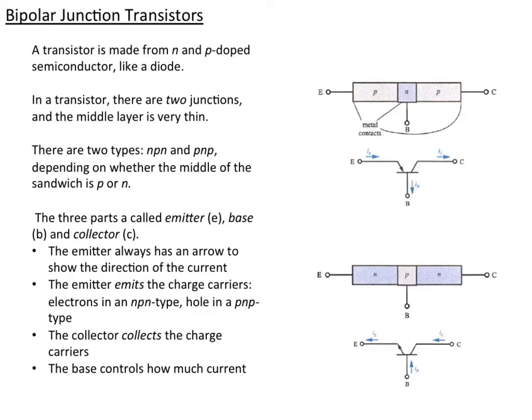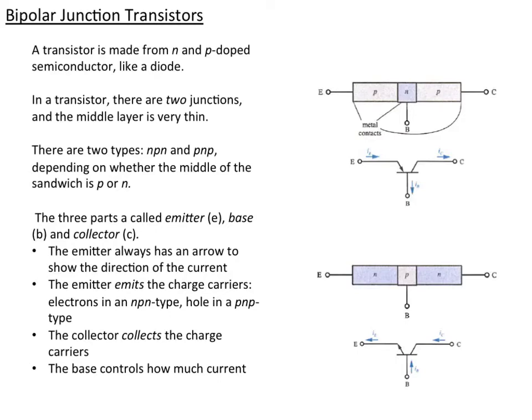Now you would think this would be symmetric, so that we could replace the emitter and collector, but often the emitter is much more doped than the collector, so in fact it's not symmetric between the two. I should note that the base is always a very, very thin layer of whatever doped kind of semiconductor you have. So we have the three parts again: emitter, collector, and base.